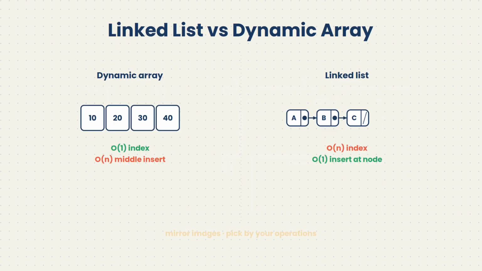Put side by side with a dynamic array, a linked list is almost a mirror image. The array stores everything in one block, so jumping to an index is instant, but inserting in the middle is slow. The linked list scatters its nodes, so inserting or removing is cheap, but reaching an index is slow. There is no single best one. The right choice depends entirely on which operations your program does most.